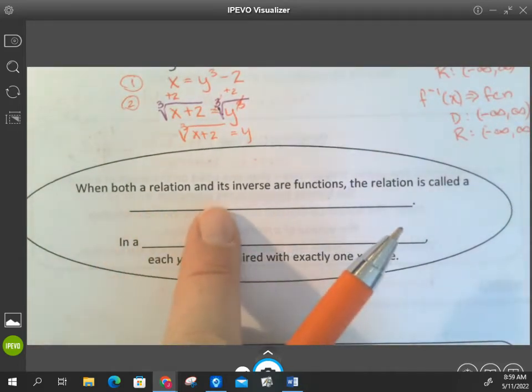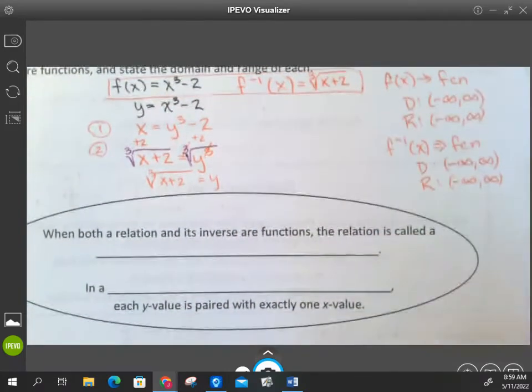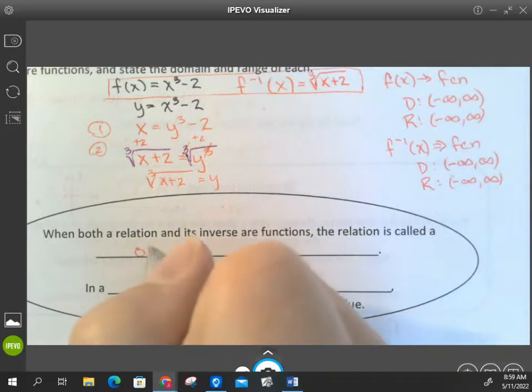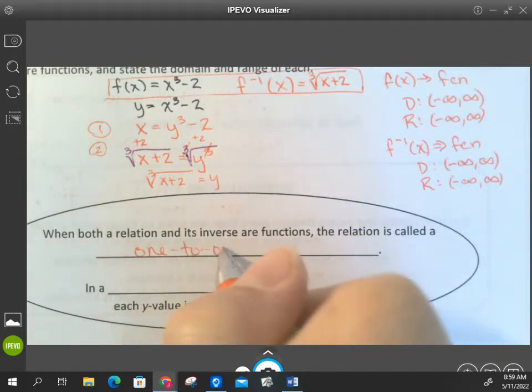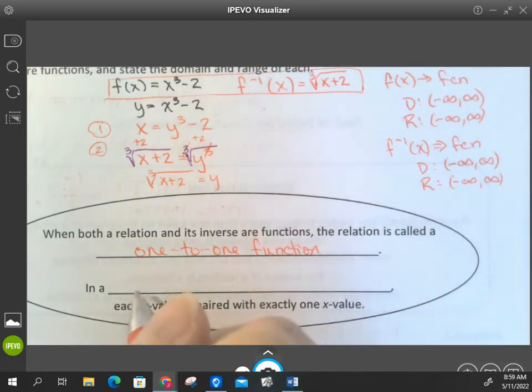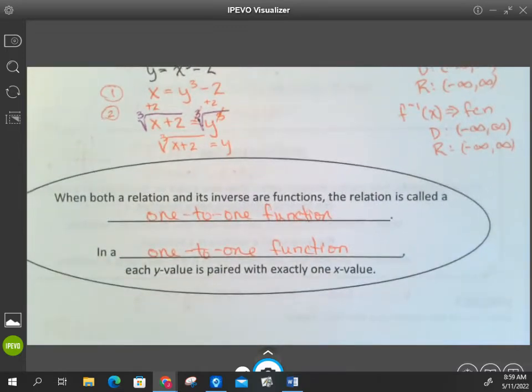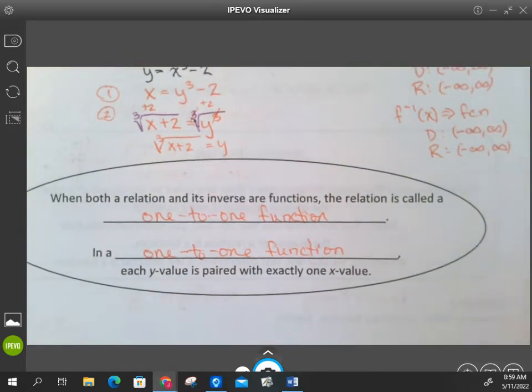When a relation and its inverse are functions, so when they're both functions, like these were both functions, then it's called a one-to-one function. In a one-to-one function, each y value is paired with exactly one x value. It's the idea that for a function, every x has exactly one y. Did you guys remember that sometimes the y's could repeat?